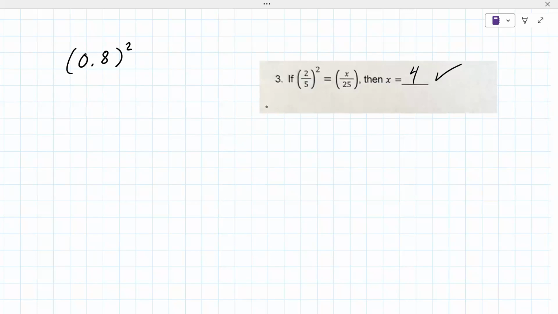0.64 or 0.64. Yeah, 0.64. Yes, very good. Okay. The three is correct. Why don't you try number four?